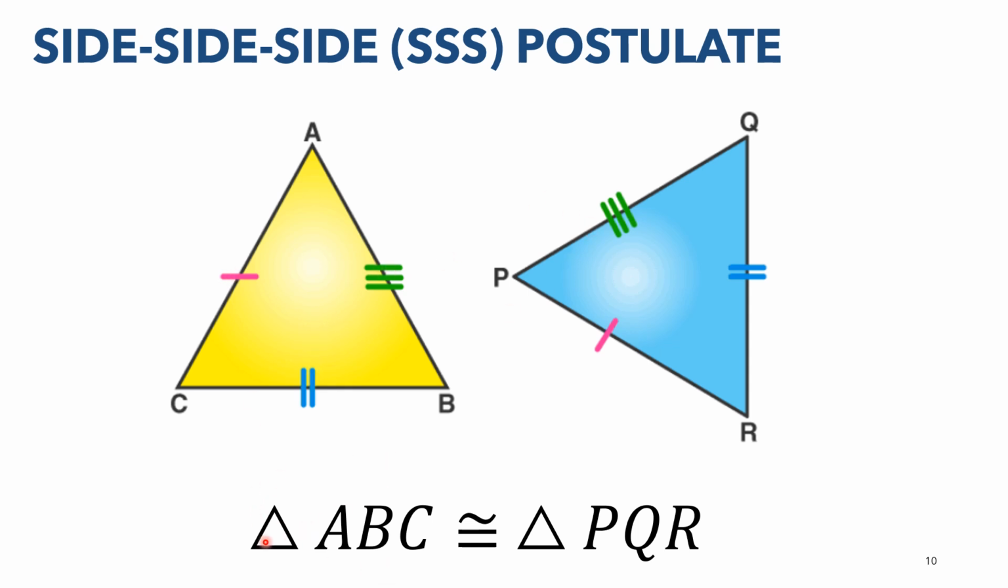It tells us that triangle ABC is congruent to triangle PQR. So that means side AB is congruent to side PQ, BC is congruent to QR, and lastly, AC is congruent to PR or RP, however you want to read that. So side, side, side is super easy to identify. It's the one where all three sides are labeled.